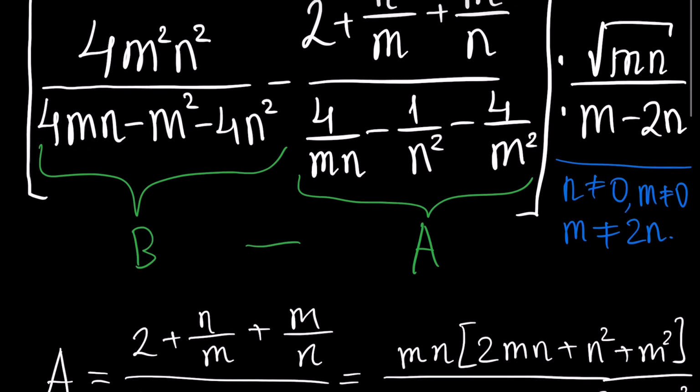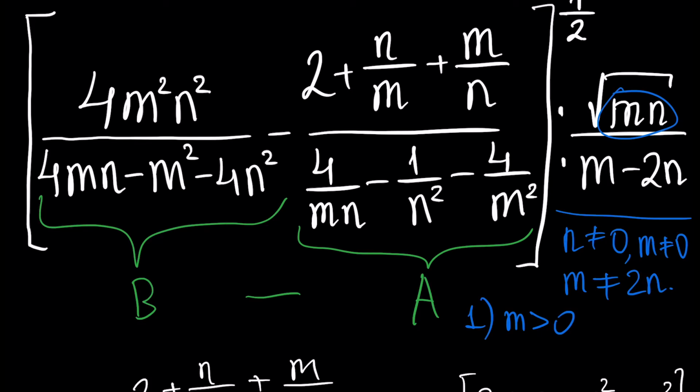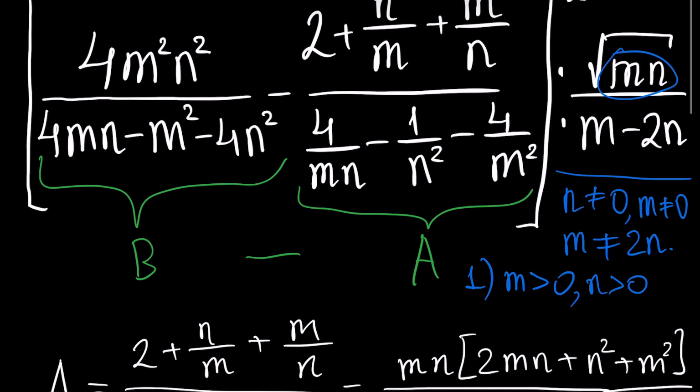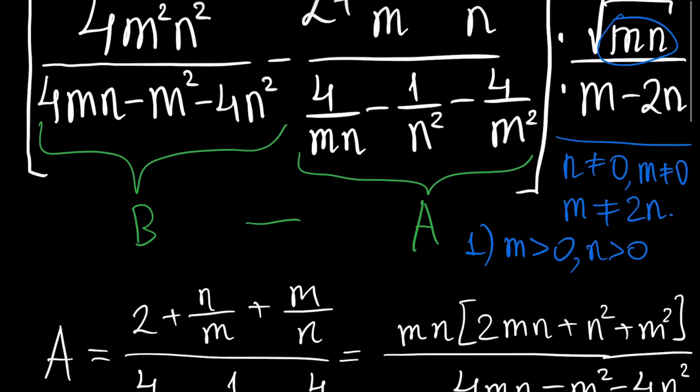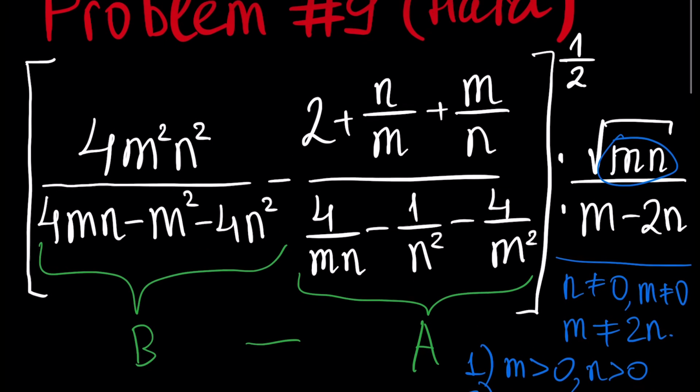Next, we have to notice that in our problem, first case, when m is positive, because of this element, n also must be positive. Because when n is negative, we have a negative number under the square root. Next, when m is negative, n also must be negative. Because of the same reason here, m and n can be negative, but the multiplication of these two numbers can be positive inside the square root.